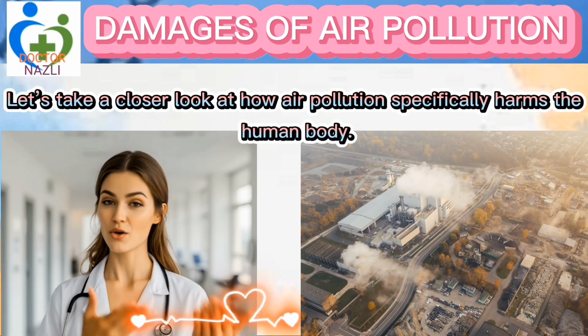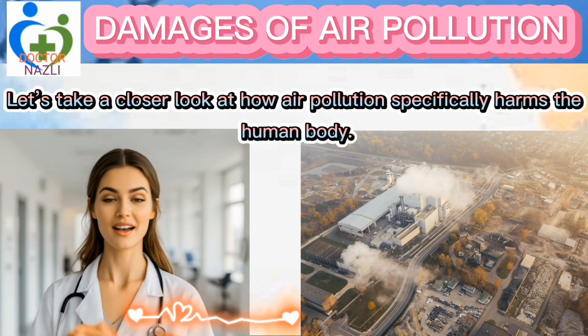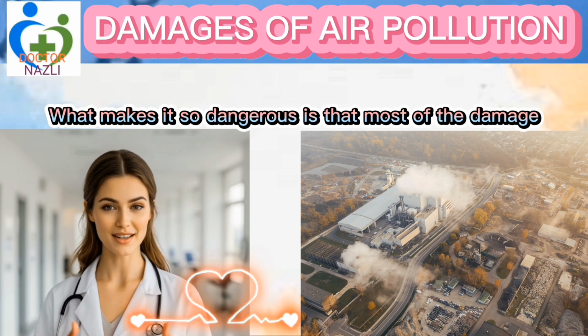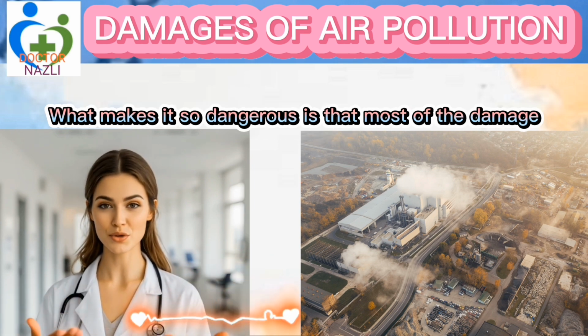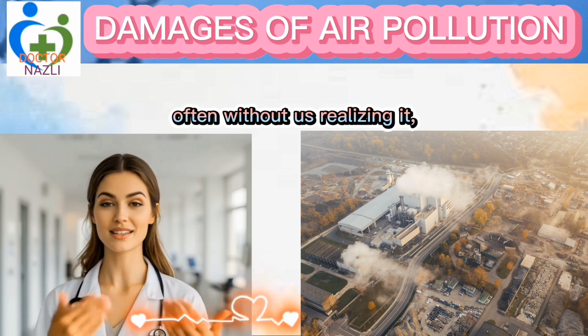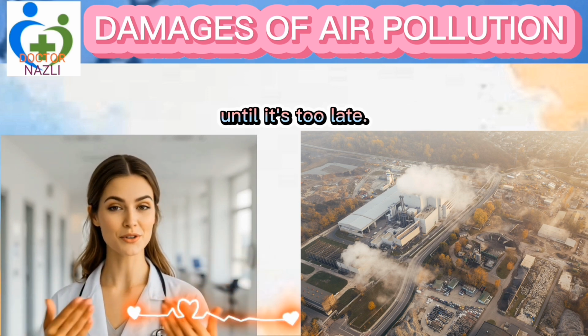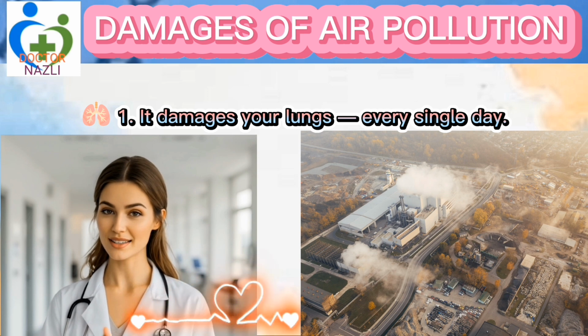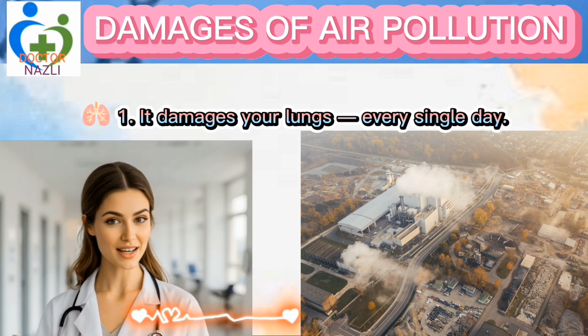Let's take a closer look at how air pollution specifically harms the human body. What makes it so dangerous is that most of the damage happens silently, often without us realizing it, until it's too late. Here's how. 1. It damages your lungs every single day.